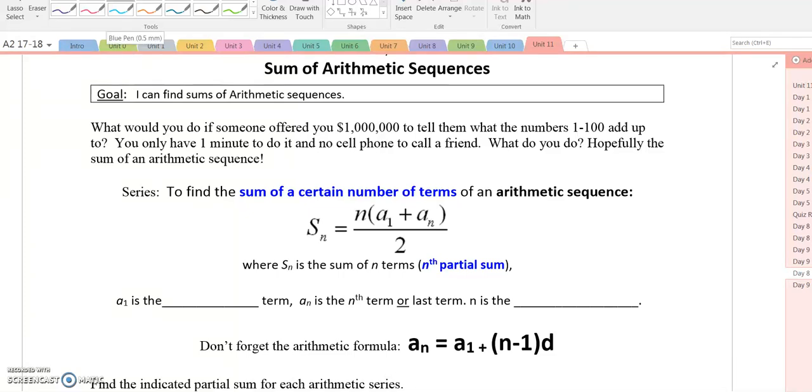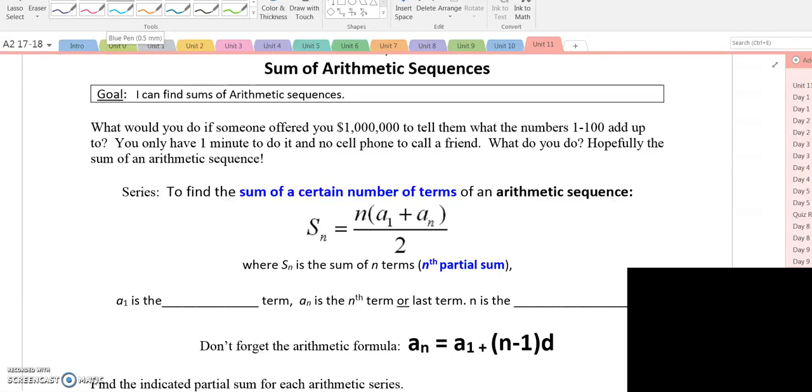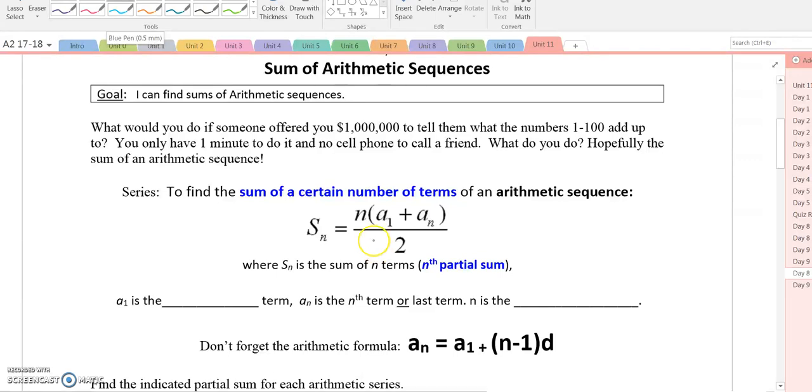Hi everyone, this is Mrs. Musoff. Today we're going to be learning about a new formula, and this formula is going to help us to find the sum of a certain number of terms of an arithmetic sequence. Remember, an arithmetic sequence is one where you add the same number every time. For example, 2, 5, 8, 11, etc., because you're adding 3 every time.